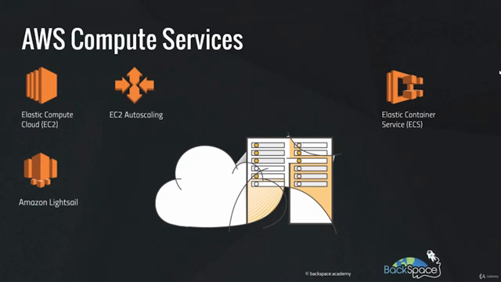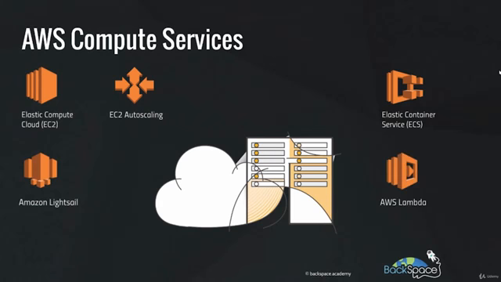Amazon Elastic Container Service, or ECS for short, is a highly scalable, high-performance container management service for Docker containers. The containers will run on a managed cluster of EC2 instances.